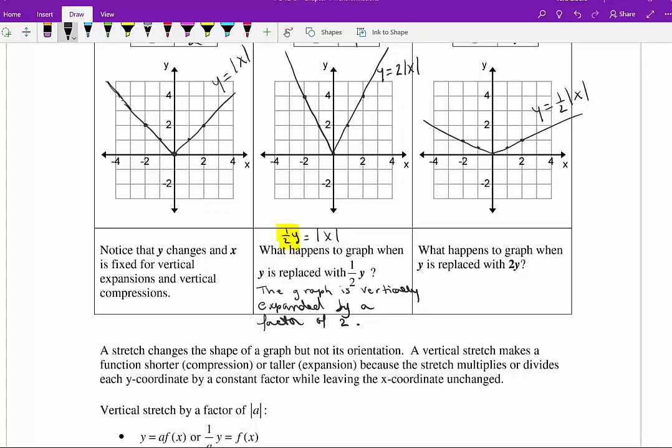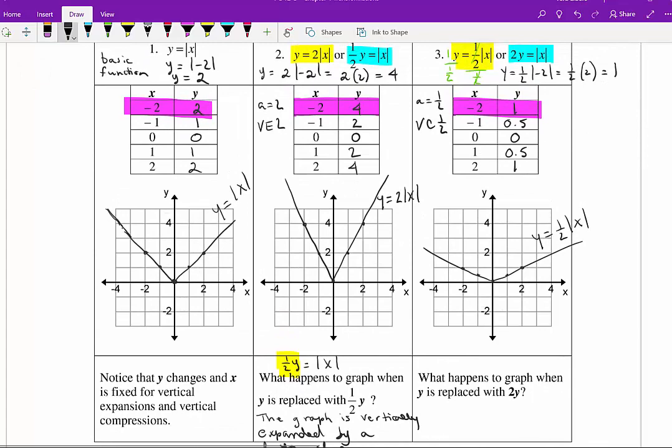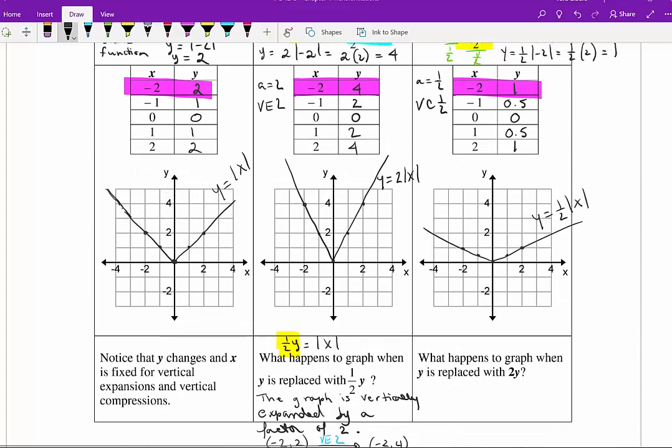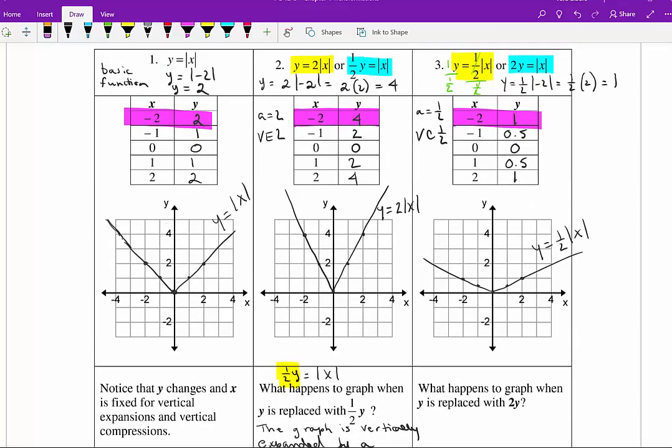So let's take a look at the point. We're going to transform the highlighted points that we have on the graph. So for our parent function, our original point is -2 and 2. If I apply a vertical expansion of 2 to that point, that means that my y-coordinate becomes twice as big, right? So I apply the 2 to the y-coordinate of 2, and my new coordinate is -2 and 4, which you can see is true on the table of values just above.